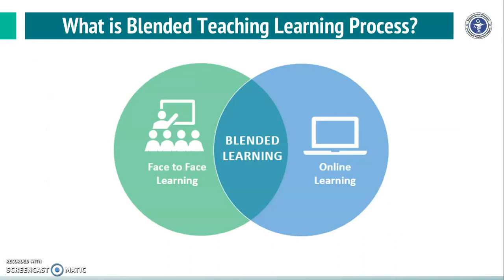Now, let's see what is blended teaching learning process. We have already seen what is face-to-face learning and how we can have online teaching learning process. Both types of learning have their own advantages, and when we consider the advantages of both these techniques and combine them, then the area which we get is called blended learning. Therefore, blended learning is the combination of online learning as well as face-to-face learning.